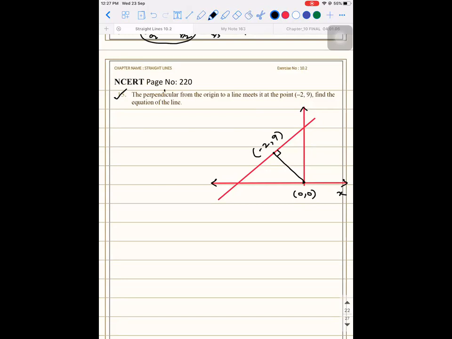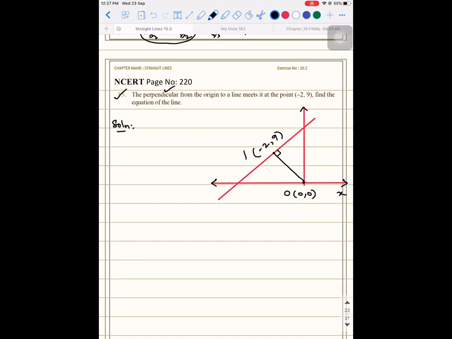I told you, wherever you see a perpendicular, use the normal form. But here you cannot use the normal form directly, because you don't know the angle. For normal form, what is required? You need the perpendicular distance and the angle, and the angle is not known. I'll do this: if you want to use normal form also, I'll solve it and show. But the actual solution for this is very simple.